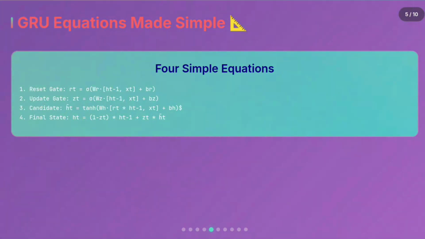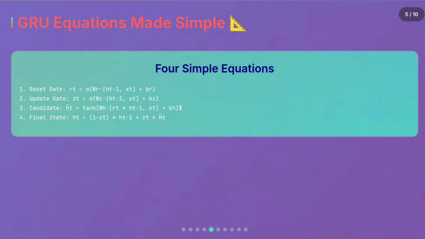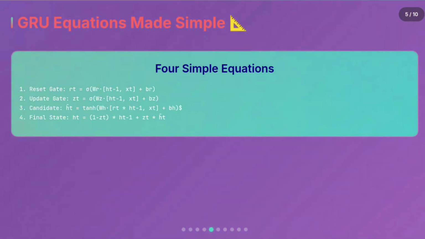Here's where the reset gate kicks in. We multiply the reset gate with the previous hidden state. This is the selective forgetting in action. Final hidden state: h_t equals (1 minus z_t) times h_(t-1) plus z_t times h tilde_t.